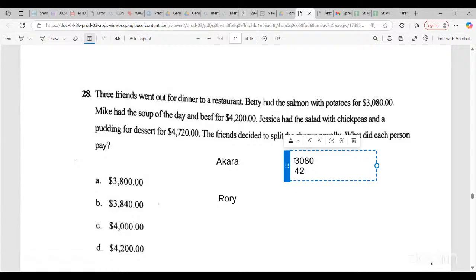Sir, I got my answer by doing the same exact thing. I added everything and divided it by 3, and I got 4,000. Okay, sir. So both of you got the same thing. So guys, we don't need to check it. I'm confident.